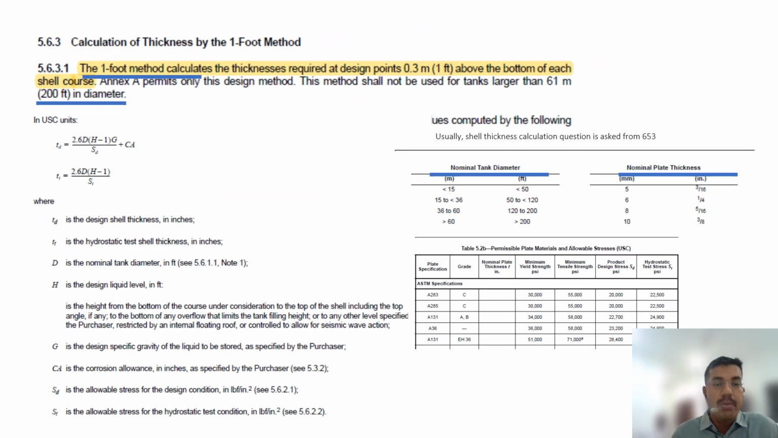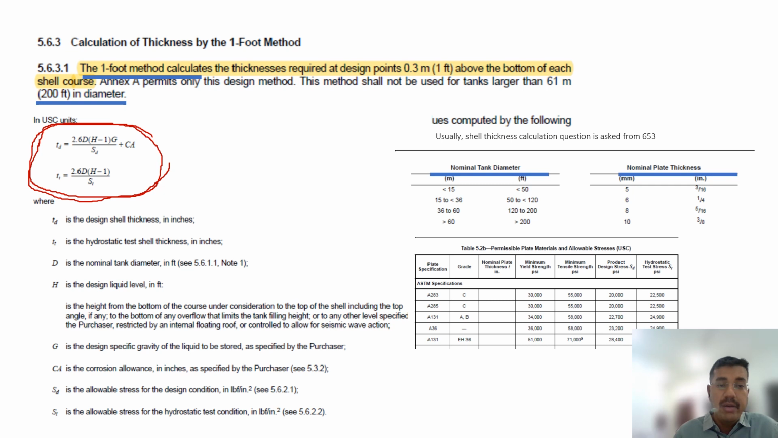Calculation of thickness by the 1-foot method. Honestly speaking, this 1-foot method is more important as per API 653. In API 650, usually this question never comes. In 653 this question will usually come, but although it is like that, you have to remember these two formulas. These two formulas will come in API 653. We will read it again.